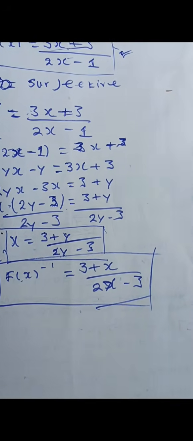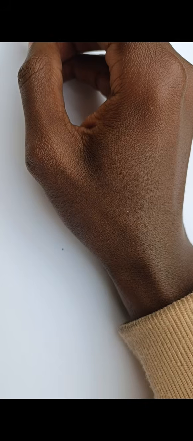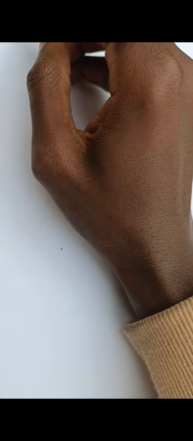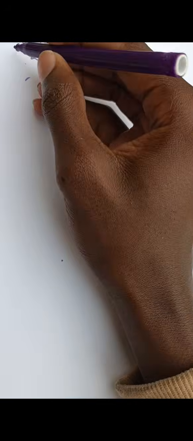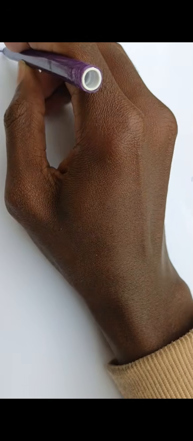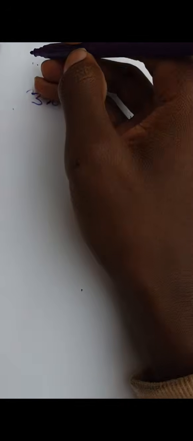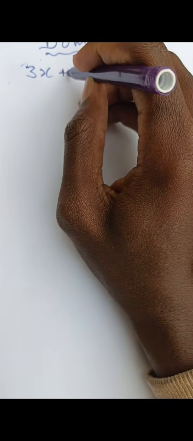So let's proceed. Find the domain and the range. Okay, so let's find the domain. If you remember, I said that for the domain, we're going to use the original function. So when we're finding the domain, you're basically looking for the possible values of x that won't give us undefined.